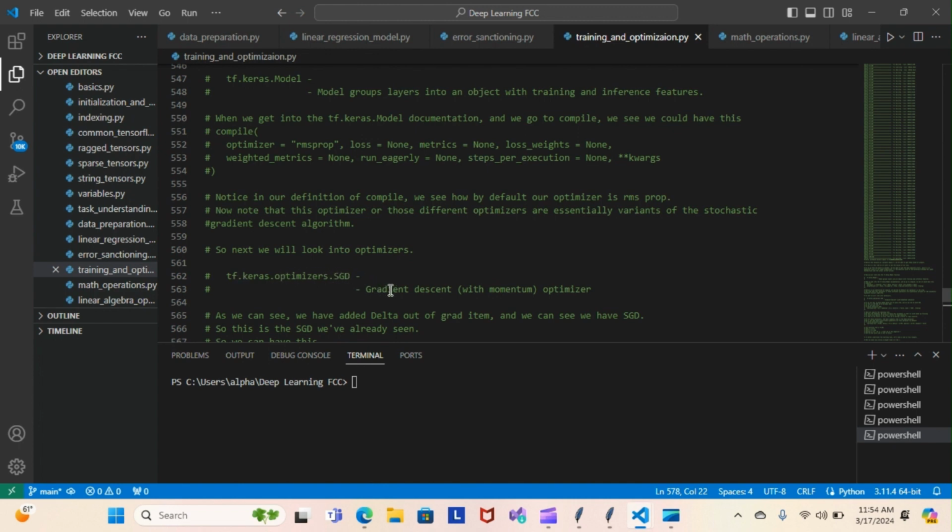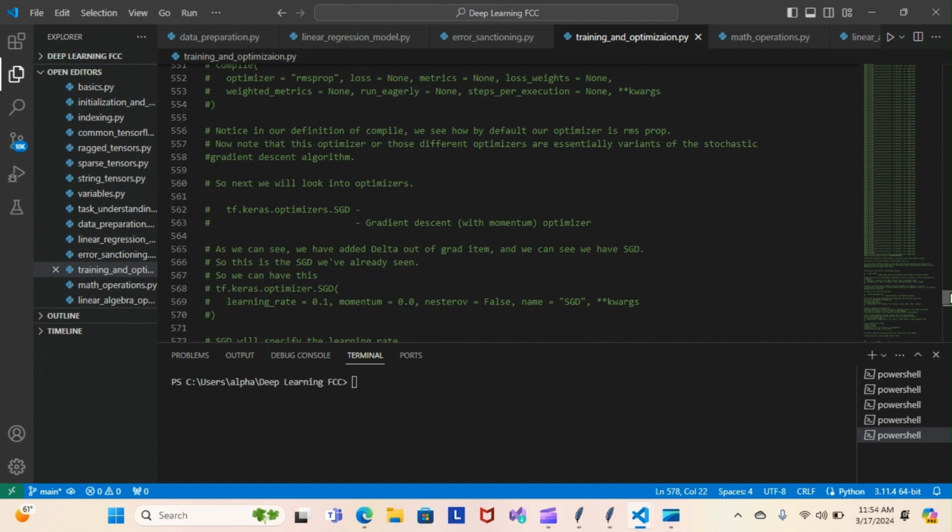tf.keras.optimizers.SGD, and that's just the gradient descent with momentum optimizer. As we can see, we have Adadelta, Adagrad, and we can see we have SGD. So this is the SGD we've already seen. So we can have this. This is just another example of how we can use the tf.keras.optimizers.SGD. We have learning_rate equals 0.01, momentum equals 0.0, nesterov equals False, name equals SGD, and then we have the kwargs. Again, these are just specifications. When you actually run it, it'll be specified to the needs you have.